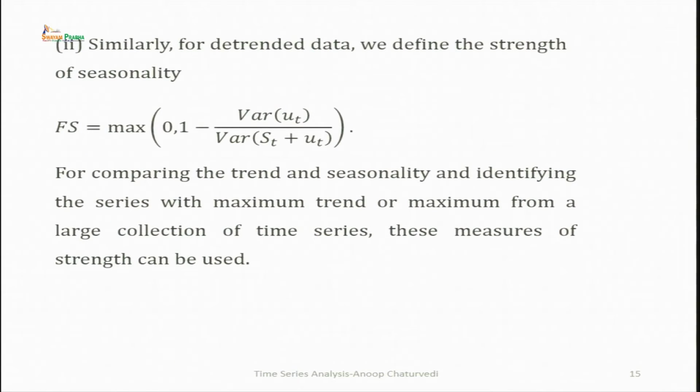Similarly, once you have detrended your data, you have removed the trend component, you can define the strength of seasonality also, which is equal to maximum of 0 and 1 minus variance of UT upon variance of ST plus UT. So, for comparing the trend and seasonality and identifying the series with maximum trend from a large collection of time series, means you have a large collection of time series and you want to identify the time series which has maximum trend, then you can use these measures.